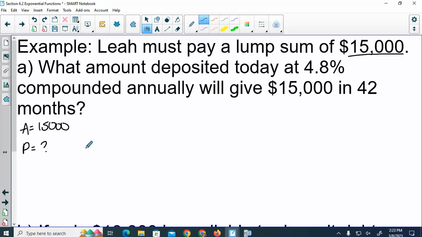At 4.8%, so my rate would be 0.048. You always move the decimal back. Compounded annually, annually is one, so n equals 1. We'll give the 15,000 in 42 months. 42 months is not quite 4 years, so we do 42 divided by the 12 months in a year, and we get 3.5 years.